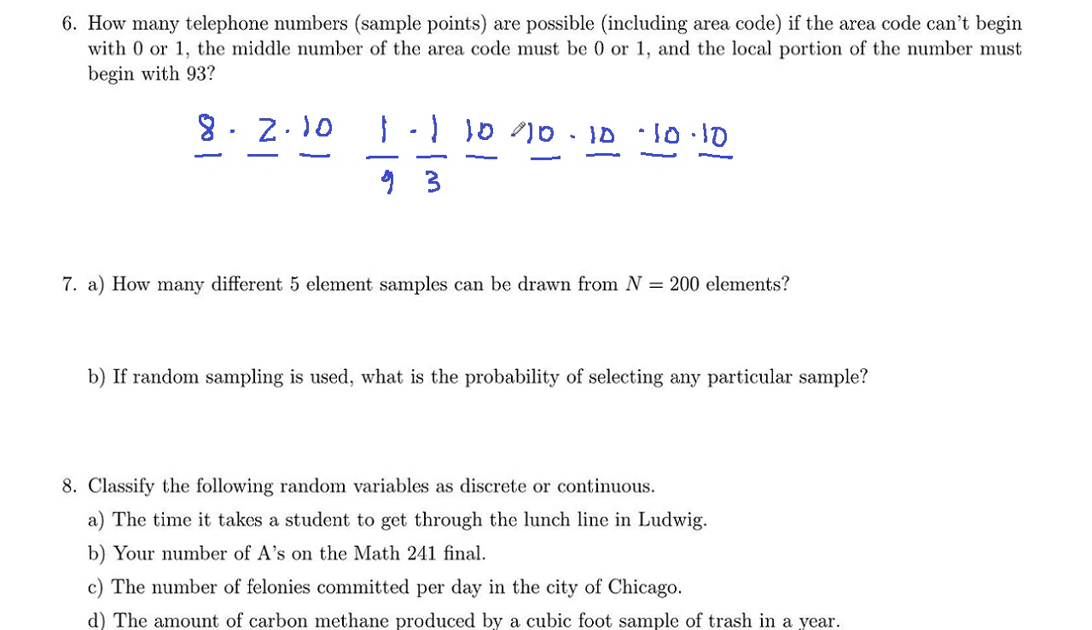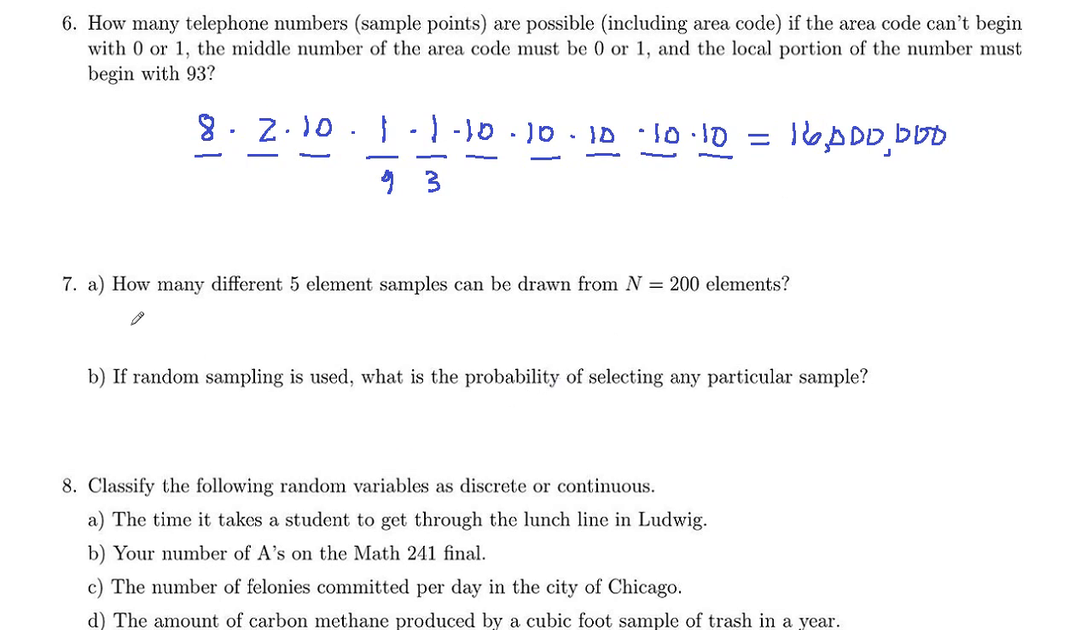And then we multiply those possibilities. If you plug that in the calculator, we will get 16 million. So 16 million phone numbers with area code.